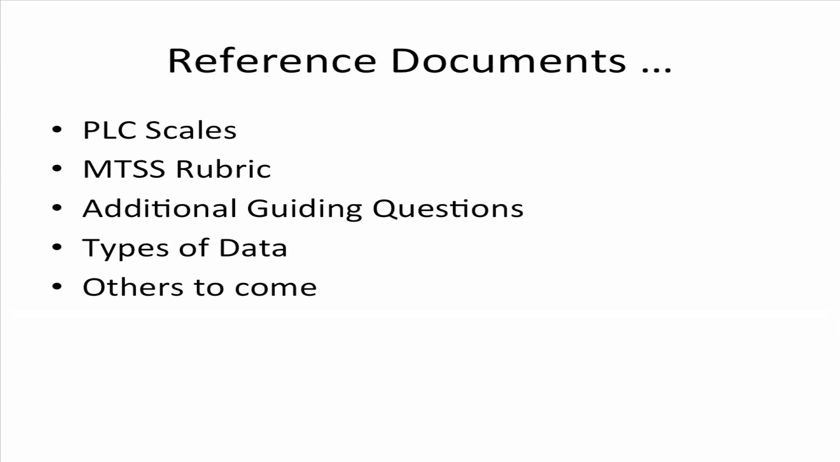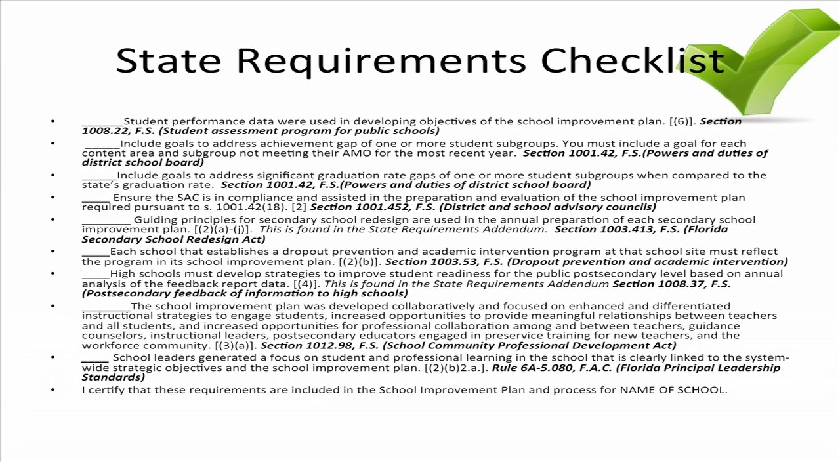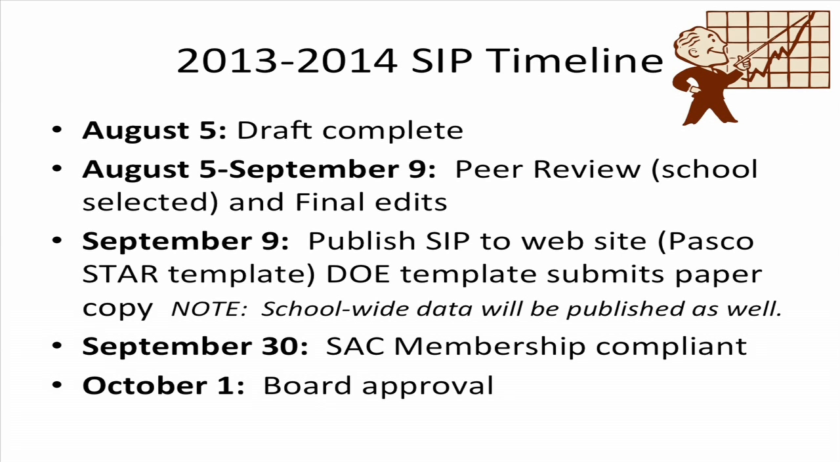In addition to the materials referenced in this podcast, schools will also have resources such as the PLC scales and the MTSS rubric. Schools will be required to review and check electronically that each additional state requirement has been addressed within the plan. This is an example of the checklist. This year's timeline is illustrated on the screen.